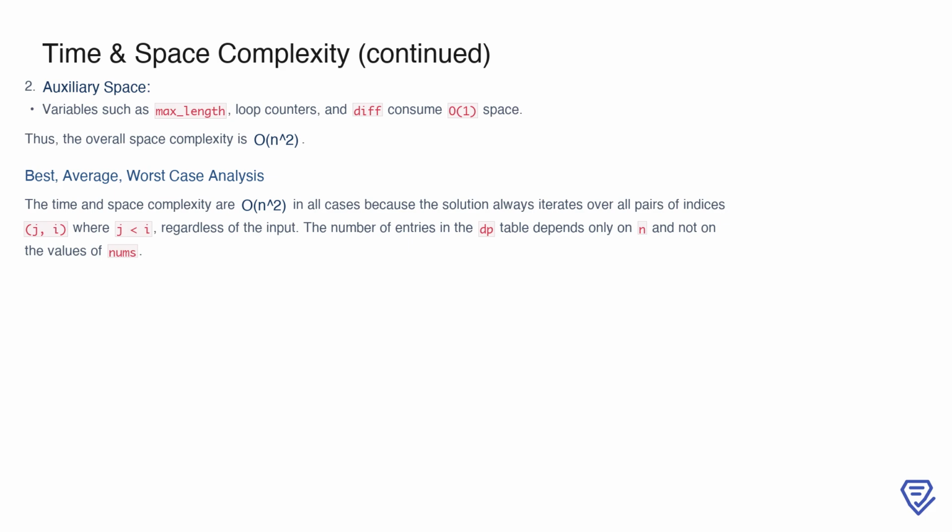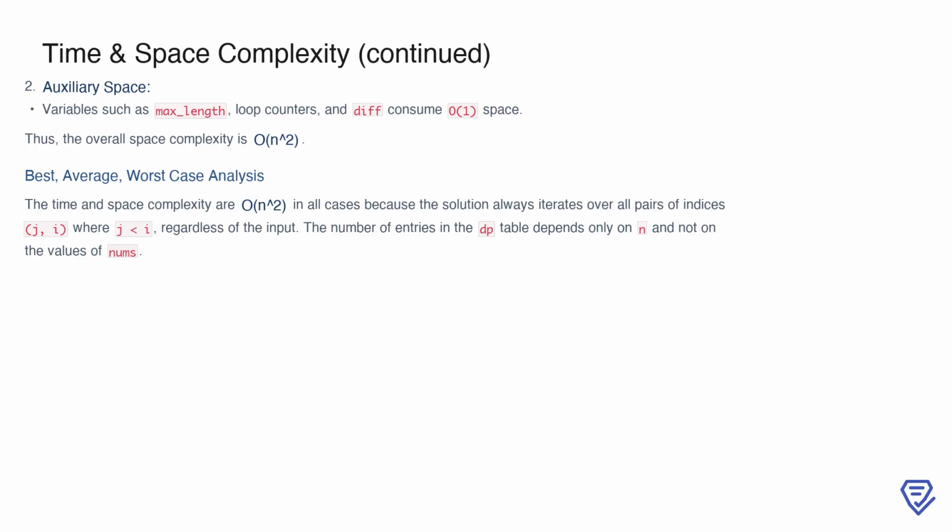In addition to the DP table, we also consider auxiliary space requirements. These include variables like max_length, loop counters, and the current diff being calculated. Since these are just a fixed number of variables, they contribute O(1) space. Consequently, the overall space complexity remains dominated by the DP table storage requirements, which is O(n squared).